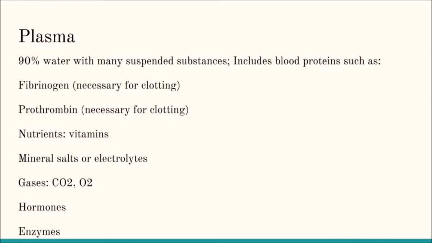Plasma is 95% water with many suspended substances. They include blood proteins such as fibrinogen and prothrombin, which is necessary for clotting. They also contain nutrients like vitamins, mineral salts or electrolytes, gases like CO2 and oxygen, hormones, and enzymes.